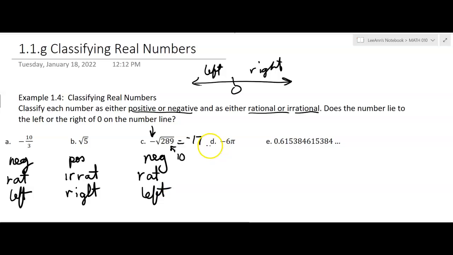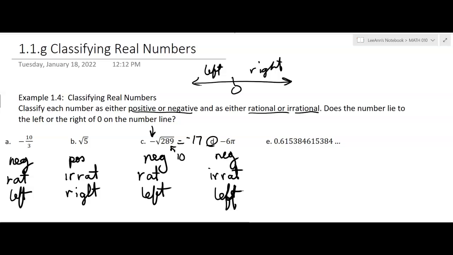All right. It's negative 6 pi. Well, it's going to be negative because of that negative on the 6. And that means negative 6 times pi. Now, pi is an irrational number. So multiplying it by 6, it's still going to be irrational. And because it's negative, it's going to be to the left. Can't spell left. Okay. My writing will get better.